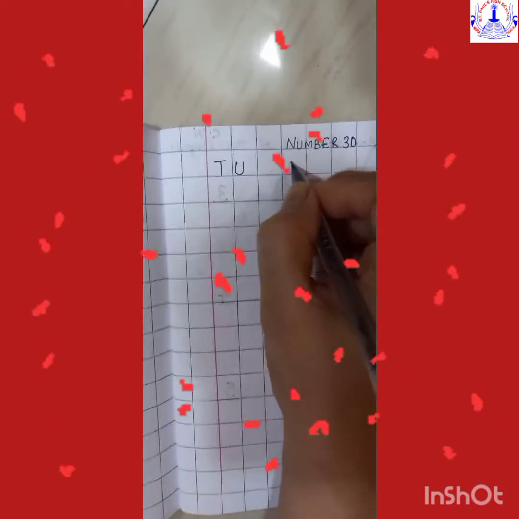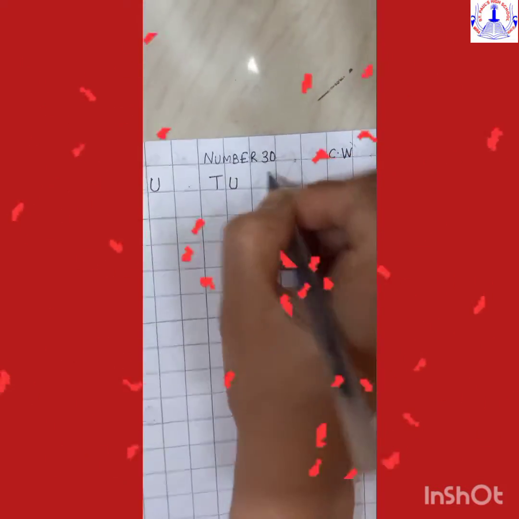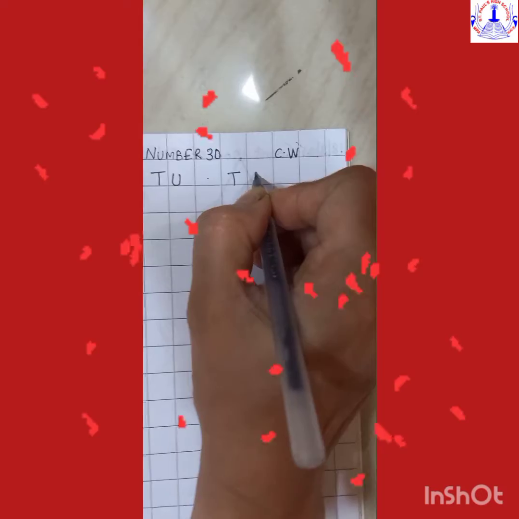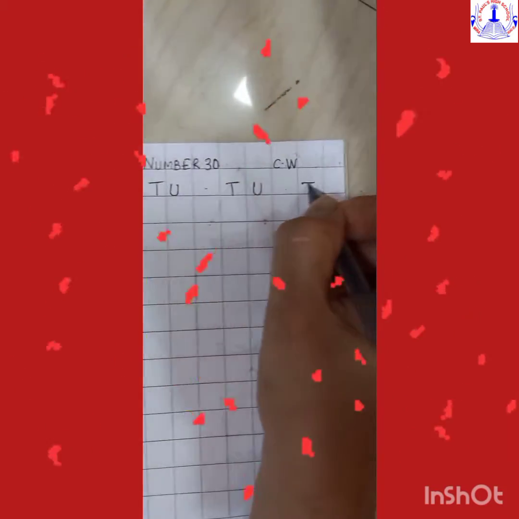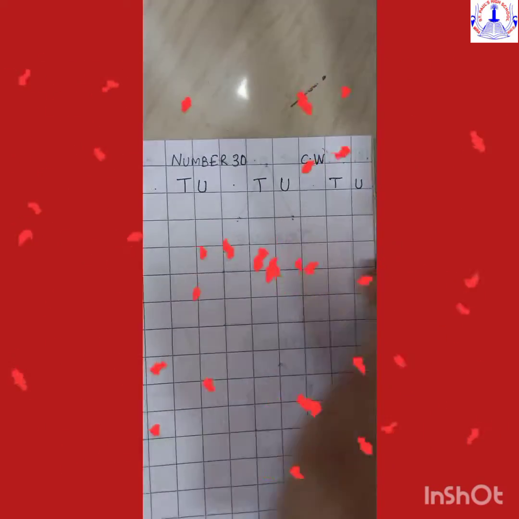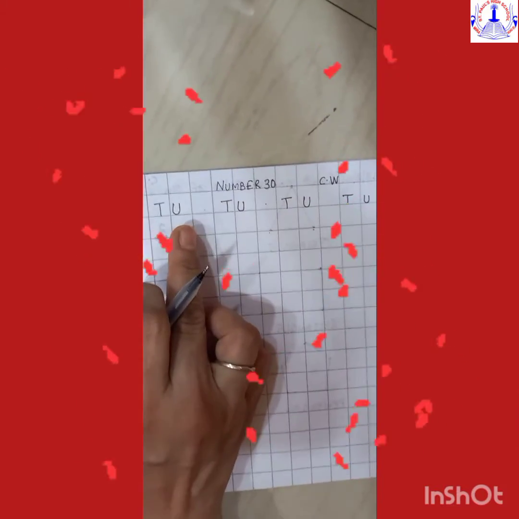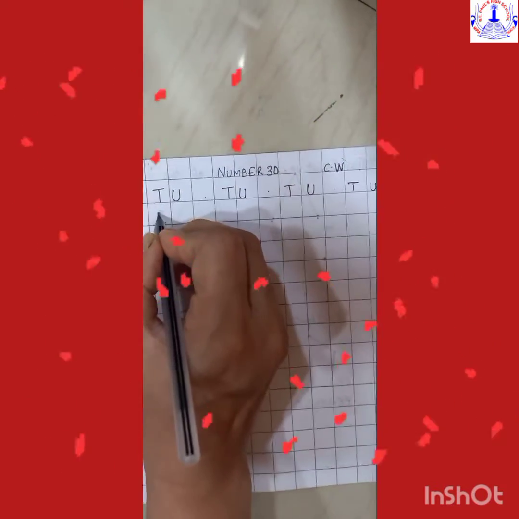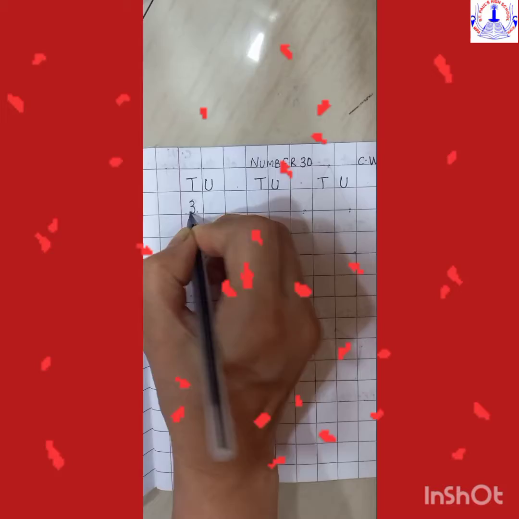TU. Leave one line. Again write TU. Leave one line. Write here TU. Leave one line. Write here TU. T means tens, U means units. Okay, so now write here.